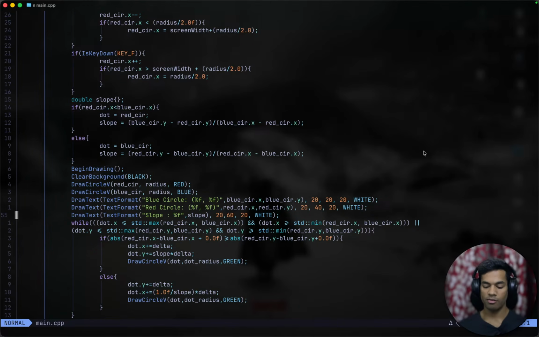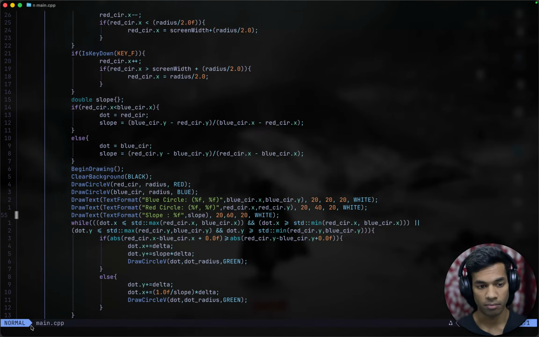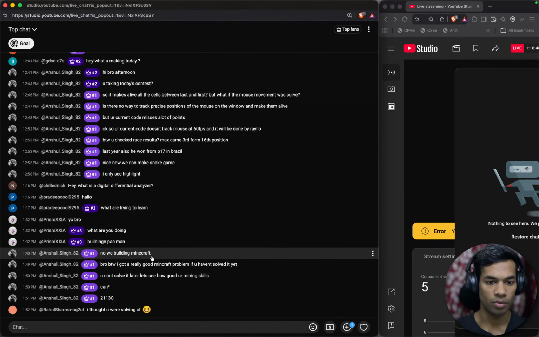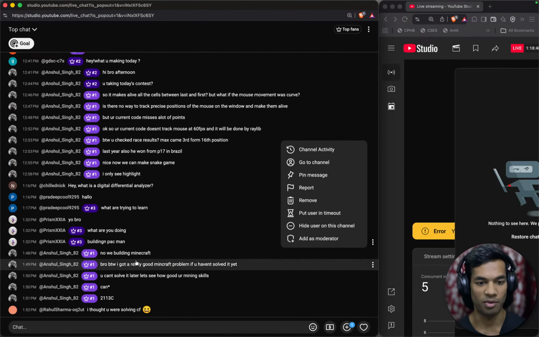Yeah, negative makes sense because here our origin is not at the bottom left. Our origin is at the top left. So yeah, negative makes sense. No, we building Minecraft. Yes, we building Minecraft.